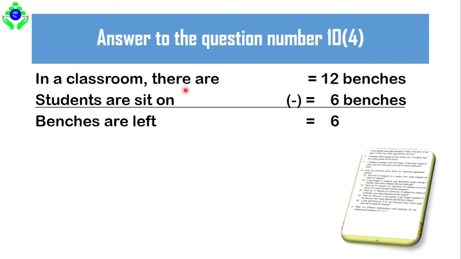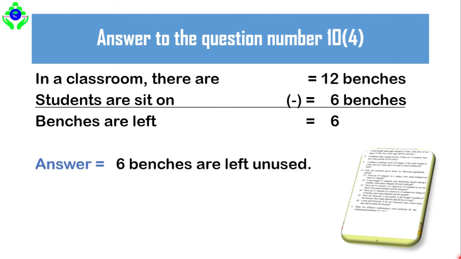In a classroom there are 12 benches. Students sit on 6 benches. So benches left are 6, because 12 minus 6 is equal to 6. Even if you want to calculate it using your fingers, you can easily get the answer. So it's very easy. After all, you need to write an answer. So the answer will be 6 benches are left unused. I hope you all are able to understand.